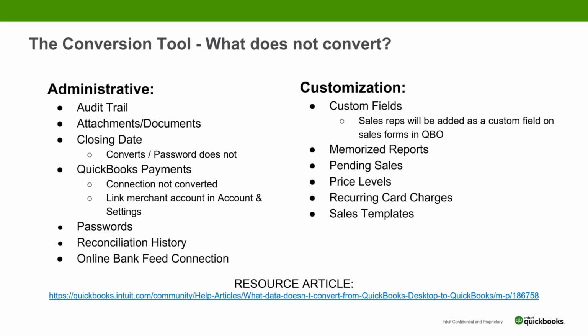So if you close the books in Desktop, not a problem, but the password does not. So if you've added a password to the closing date in Desktop, you need to reset that. QuickBooks Payments, we already talked about. The connection does not convert. So you need to link that as soon as you get the file converted to QBO. Passwords need to be reset. Users need to be set up. I should add a row there, new users. You've got to set all of them up again.